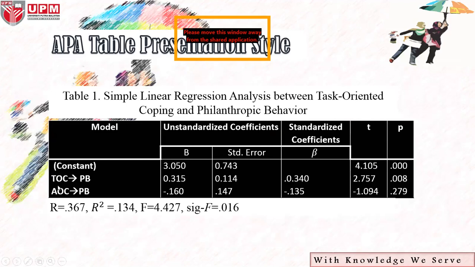Okay, if let's say you use the abbreviation, make sure you locate the note below the table. This one, TOC, AOC. Sepatutnya ada note lah kat bawah ni. Okay, in terms of the table, this is how you should present.